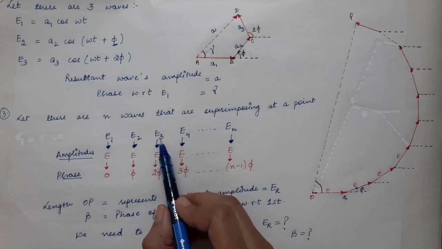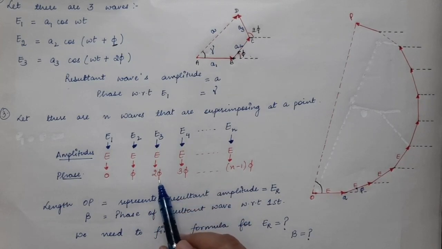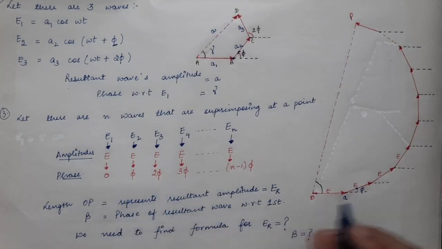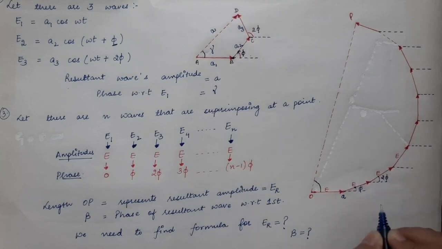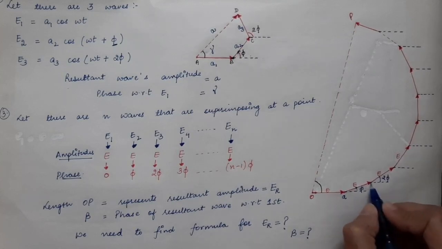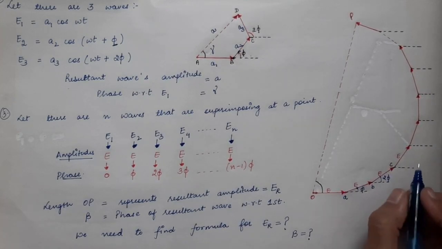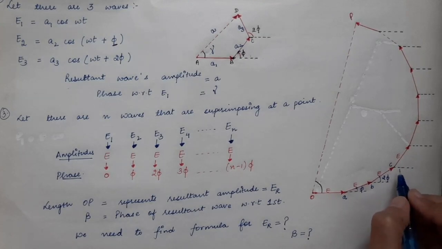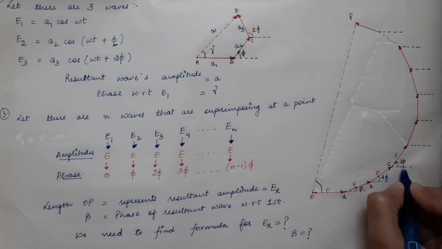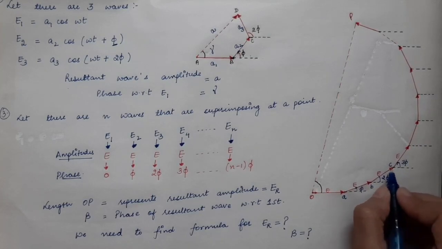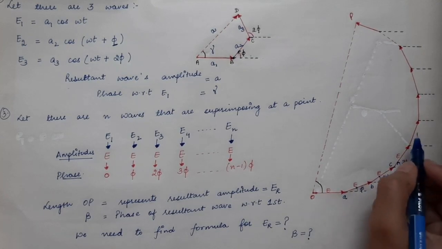Then we have the third wave. The third wave has the same amplitude E and it makes an angle of 2 phi with respect to the first. So the third vector will make an angle of 2 phi with respect to the first. Let's say this point was small a, this point is assumed to be small b, this point let's say is small c, and so on. Now the fourth vector will make an angle of 3 phi. The angle is always taken in the anti-clockwise direction and with respect to the horizontal.